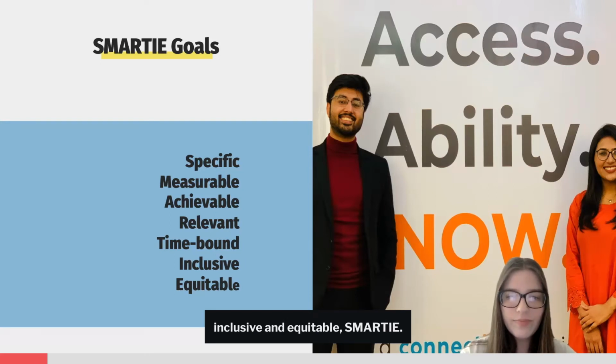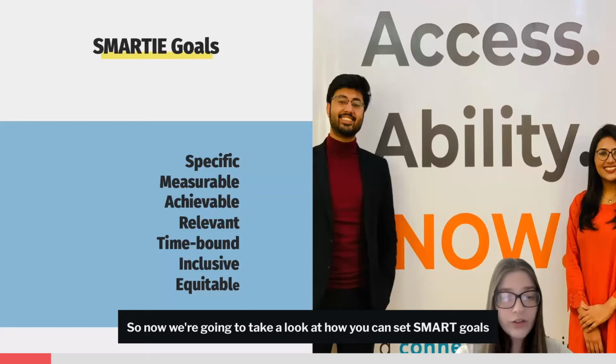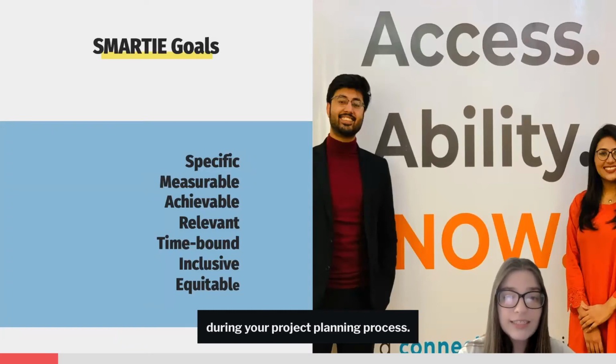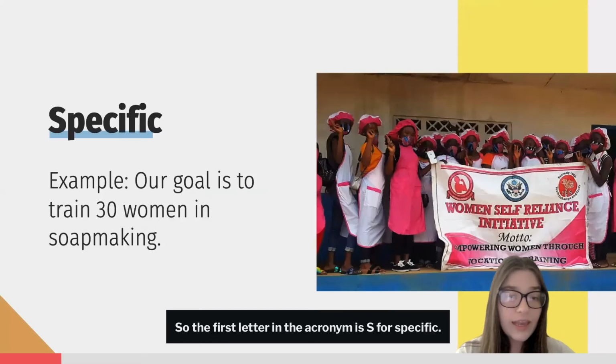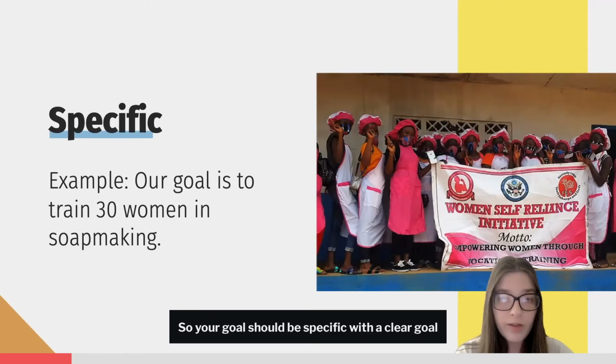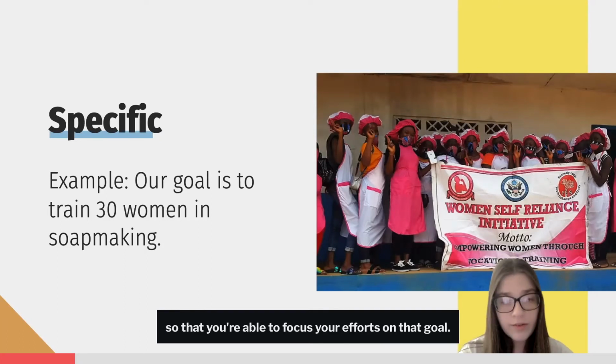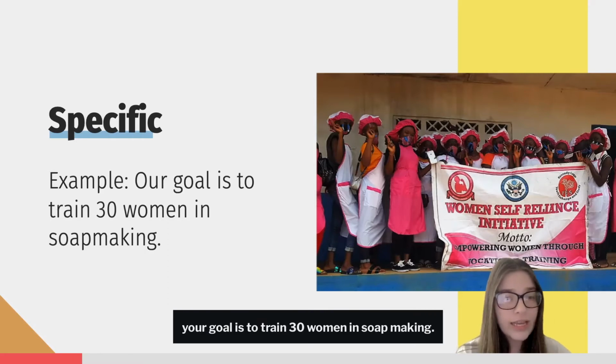SMARTIE. So now we're going to take a look at how you can set SMART goals during your project planning process. So the first letter in the acronym is S for specific. So your goal should be specific with a clear goal so that you're able to focus your efforts on that goal. A good example of a specific goal is your goal is to train 30 women in soap making.